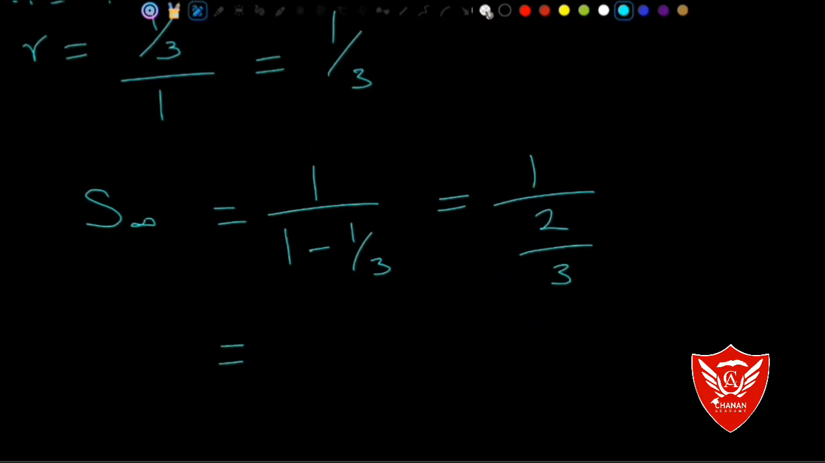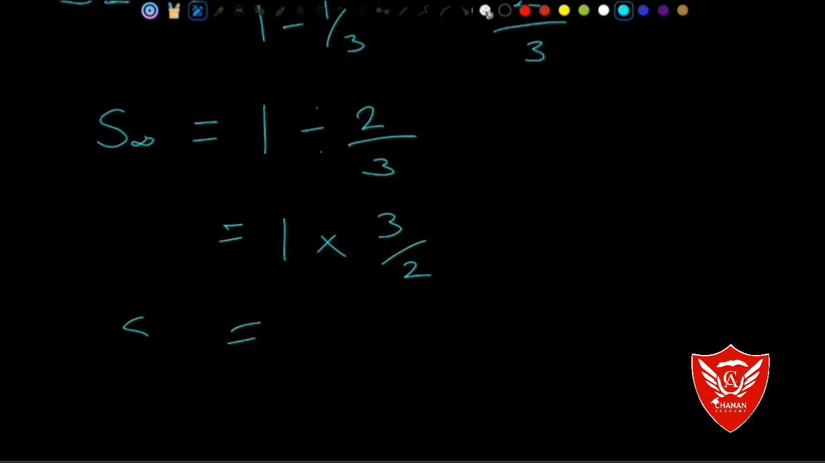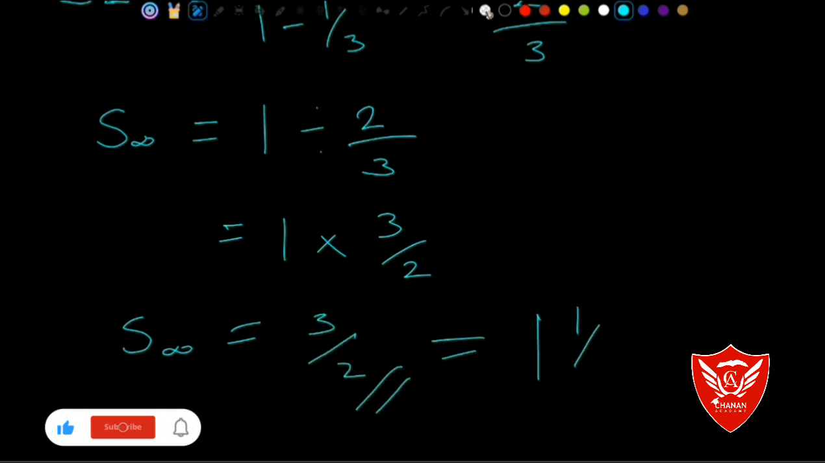Therefore this is equal to 1 divided by 2 over 3, which is equal to 1 multiplied by 3 over 2. Therefore the sum to infinity is equal to 3 over 2. You can further break it down to 1 whole number and 1 over 2. So this is the answer.